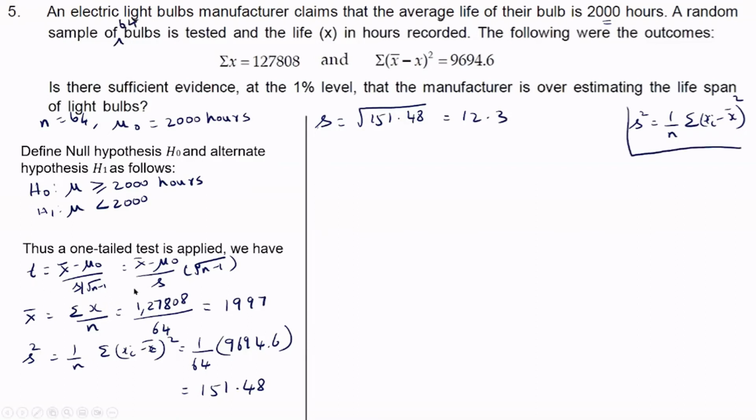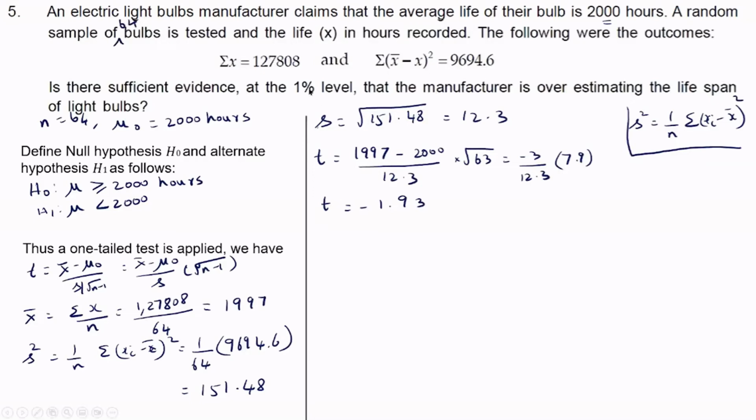And now let us find T. Let us substitute all these values x bar, s, mu naught and n, and we can find the value of the test statistic T. Here T is x bar is 1997 minus mu naught is 2000 upon s is 12.3 into root of, here we have n minus 1. So 64 minus 1, 63. So this is negative 3 upon 12.3 into root 63 is 7.9. So this when we simplify, we get the value of T as negative 1.93.